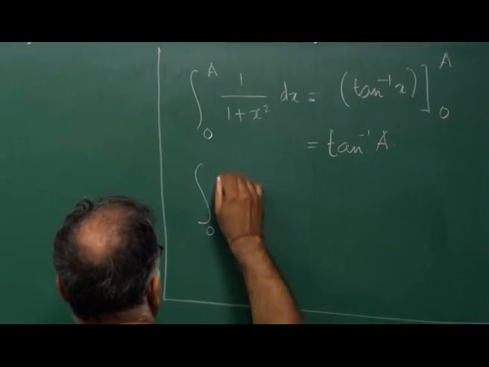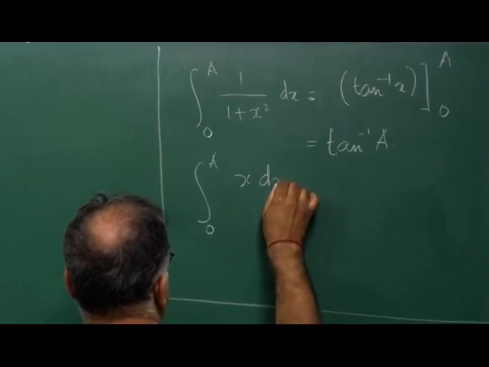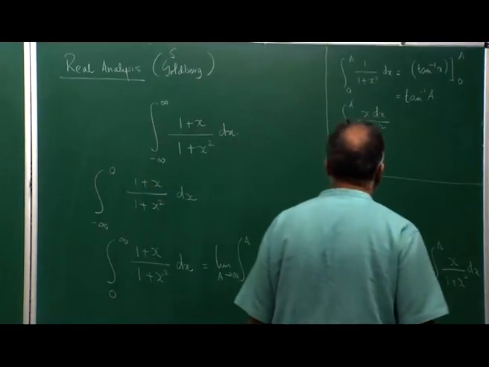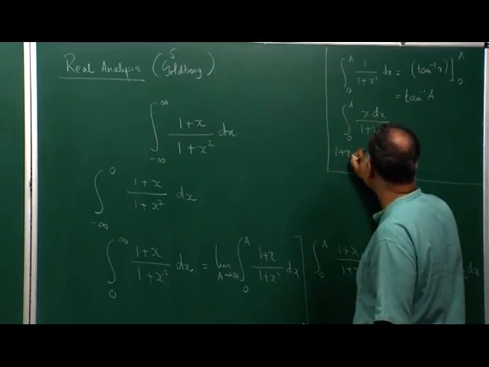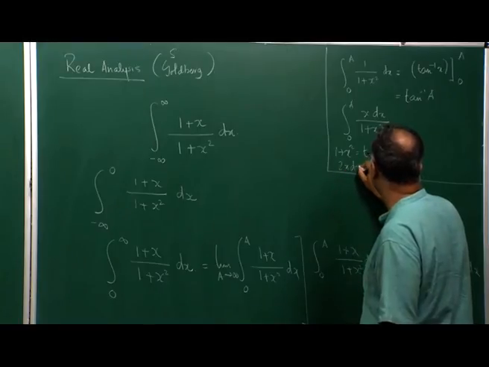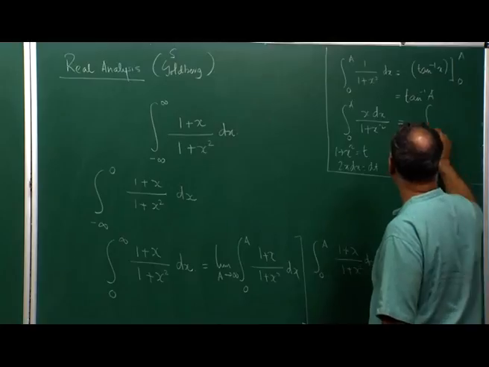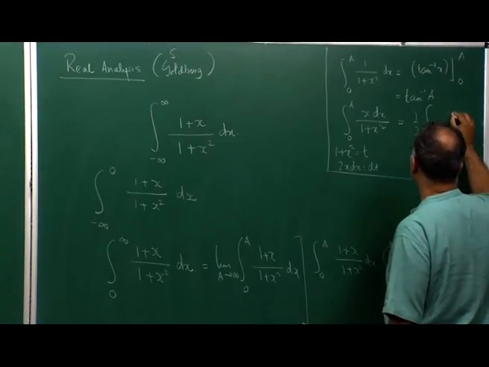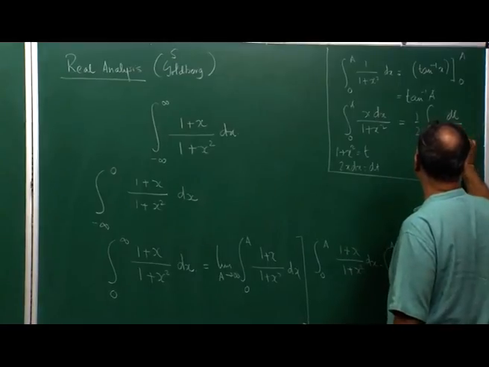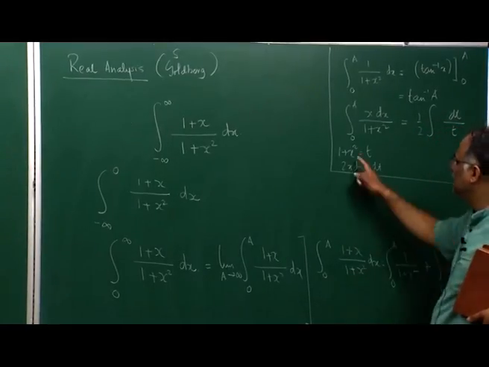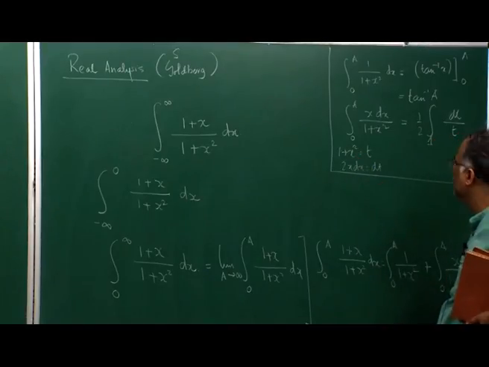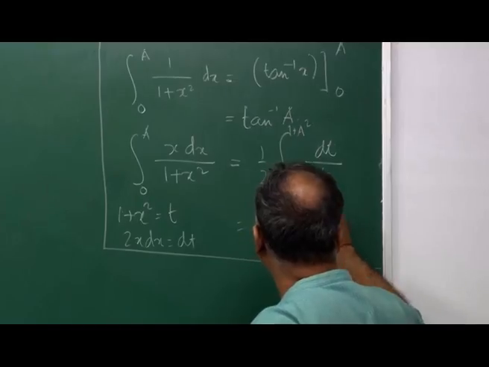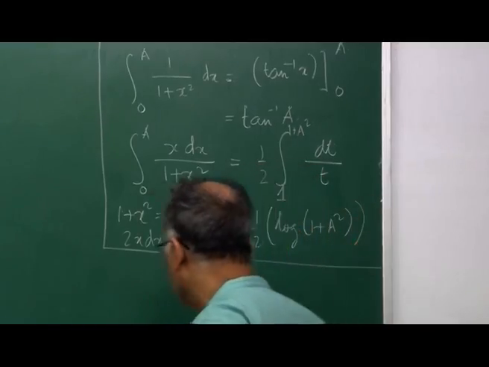The next one, so you substitute 1 plus x square as t, right. So, when you substitute 1 plus x square as t, you will have 2x dx is equal to dt. So, this would be equal to half of dt by t, and the limit would be from, when x is 0 the limit is 1, when x is a the limit is 1 plus a square. So, this will be nothing but half log of 1 plus a square. Of course, this is defined, log 1 is 0.